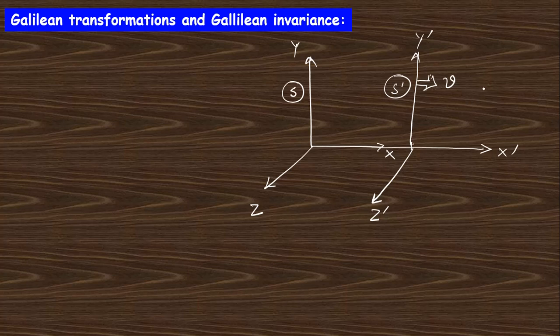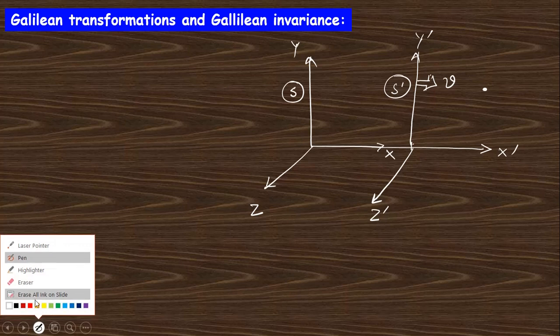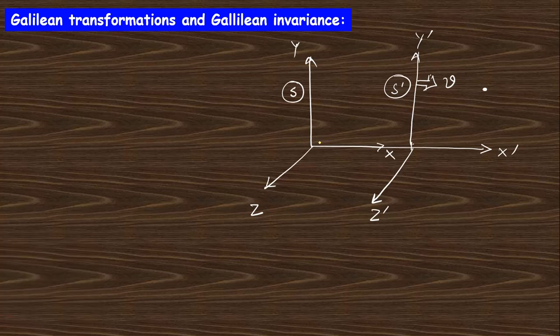Then at a particular point, with respect to this rest frame, this is rest and this is uniform motion. Uniform motion means this is also an inertial frame, and this is also an inertial frame. This point with respect to the rest frame will be x, y, z, and with respect to the uniform motion frame, x prime, y prime, z prime. Okay.